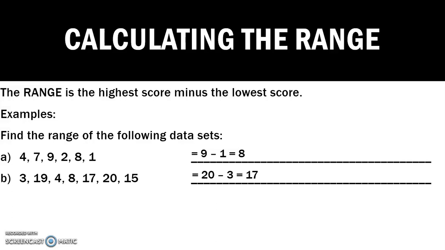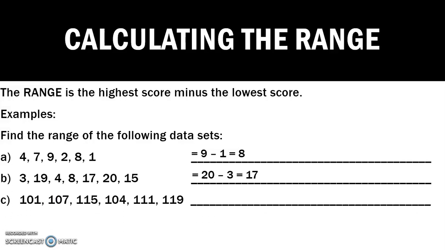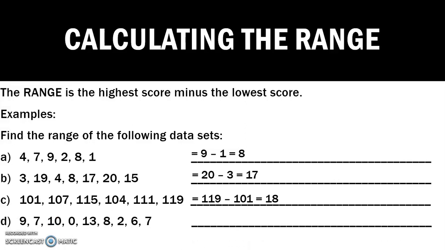When we're calculating the range, we're finding out how many scores are between our lowest score and our highest score. For part C, we have the scores 101, 107, 115, 104, 111, and 119. Our highest score here is 119, minus our lowest score here, 101. So 119 minus 101 equals 18. And finally, our last data set is 9, 7, 10, 0, 13, 8, 2, 6, and 7. Our highest score here is 13 and our lowest score here is 0. So to find our range, we go 13 minus 0, which is 13.